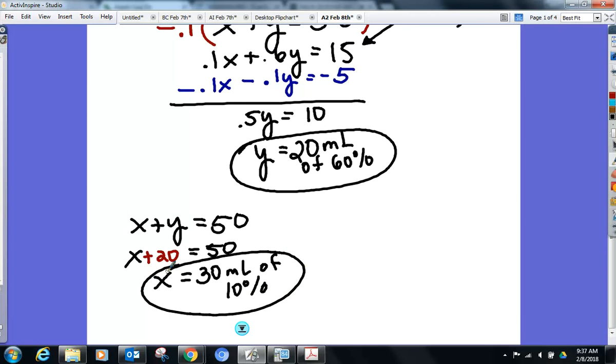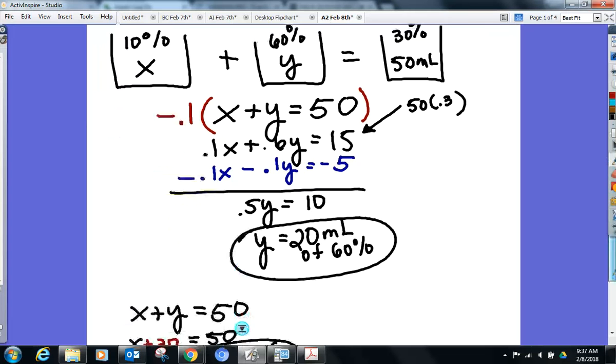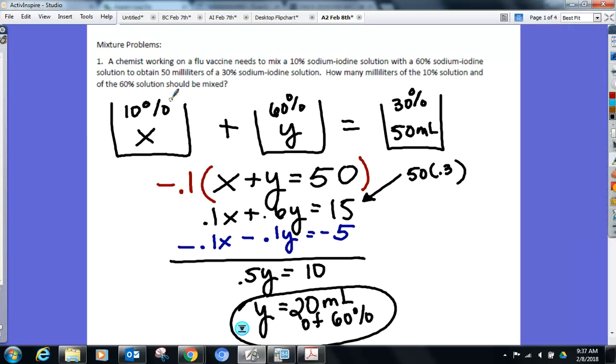Make sure you get little labels on there for me too. Or if you want, you can also just put in 20 and 30. You can also just write in 20 milliliters, 30 milliliters up here too. That's fine with me either way. I just have to know what goes with what. Anything you want to ask here?